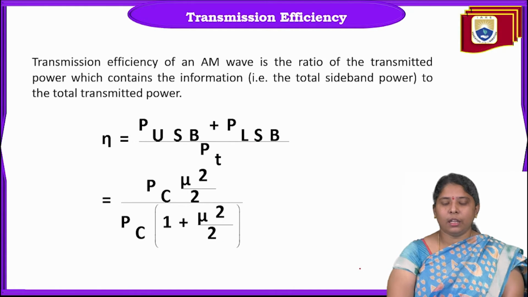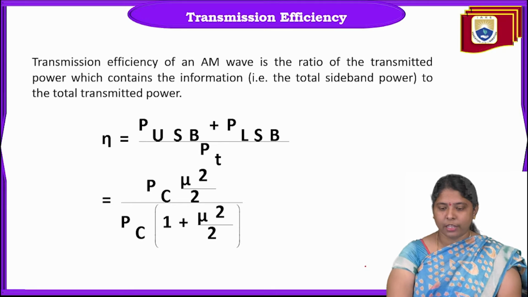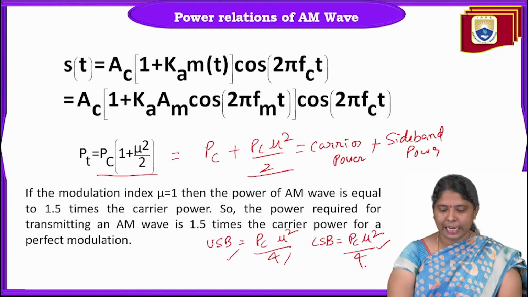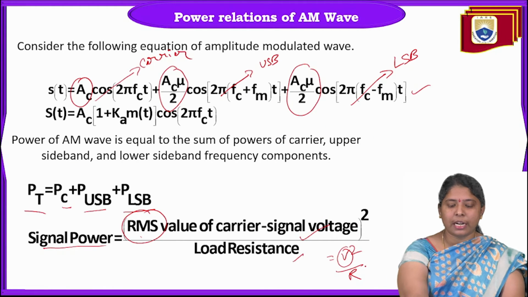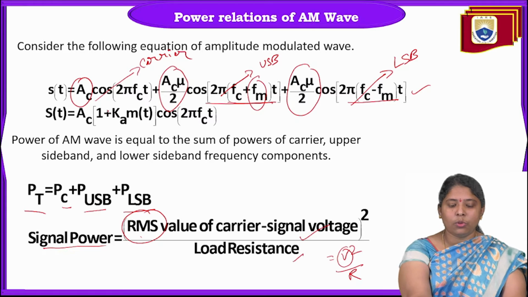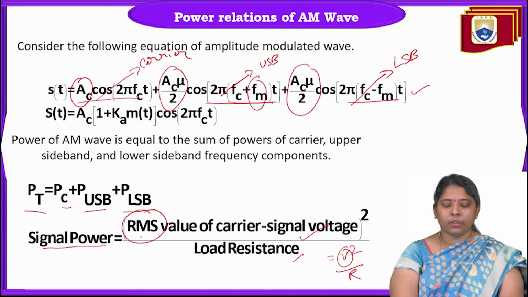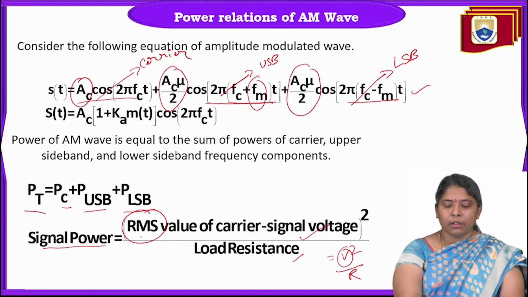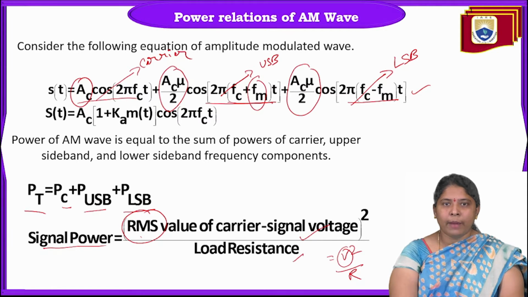Then, what is the efficiency of an AM wave? As we know, information is contained only in two of the three terms. Information is contained in FC plus FM, since it contains the FM term, and ultimately we need the message signal. The upper sideband contains the message signal term, and the lower sideband also contains it. But there is no message term in the first term, so we are unnecessarily transmitting the carrier signal for the AM wave.